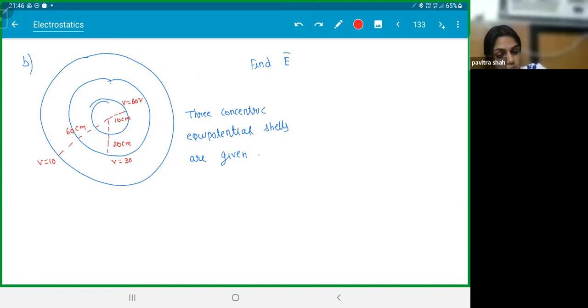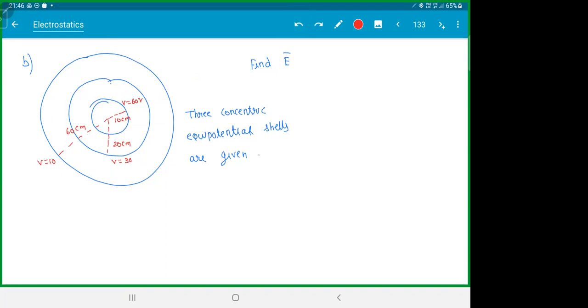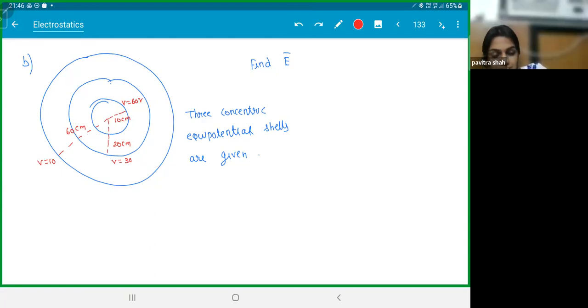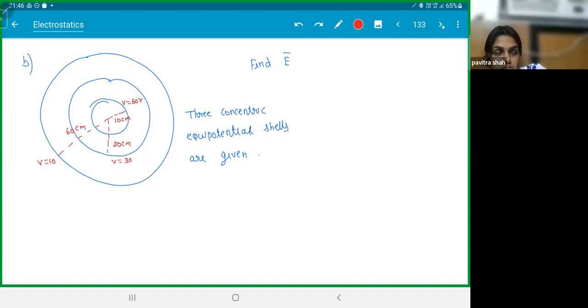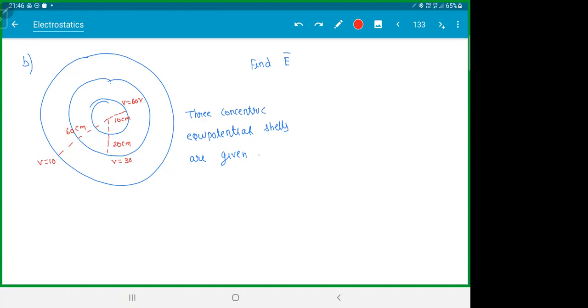So field or the potential? Field. Potential doesn't have direction. Sorry. Field will be outward only. Why? What is the reason? Potential is decreasing as you go outward. In the direction of field, what will potential do? Decrease. So this was 60, this was 30, this was 20, 10. You're getting it? The potential is decreasing as you're going out. Think. I'll give you a minute on this.